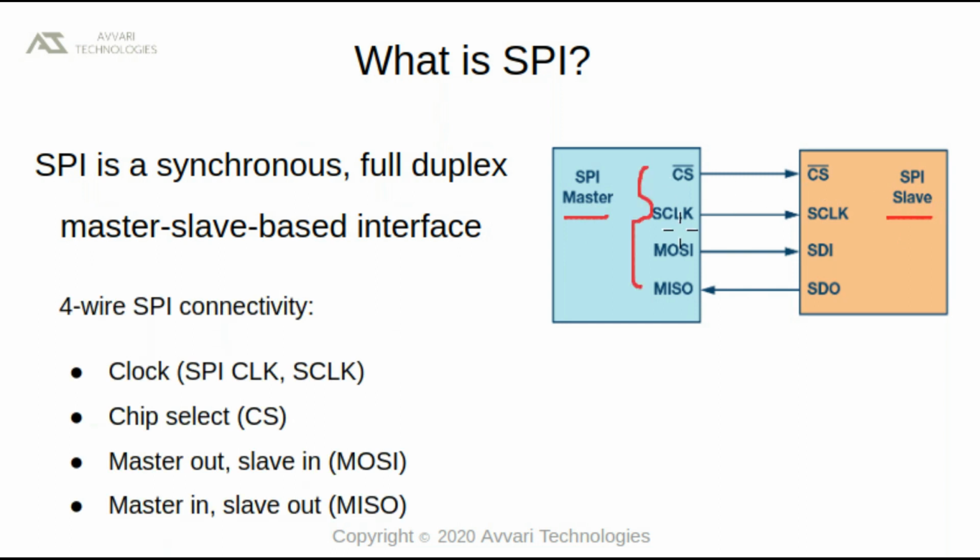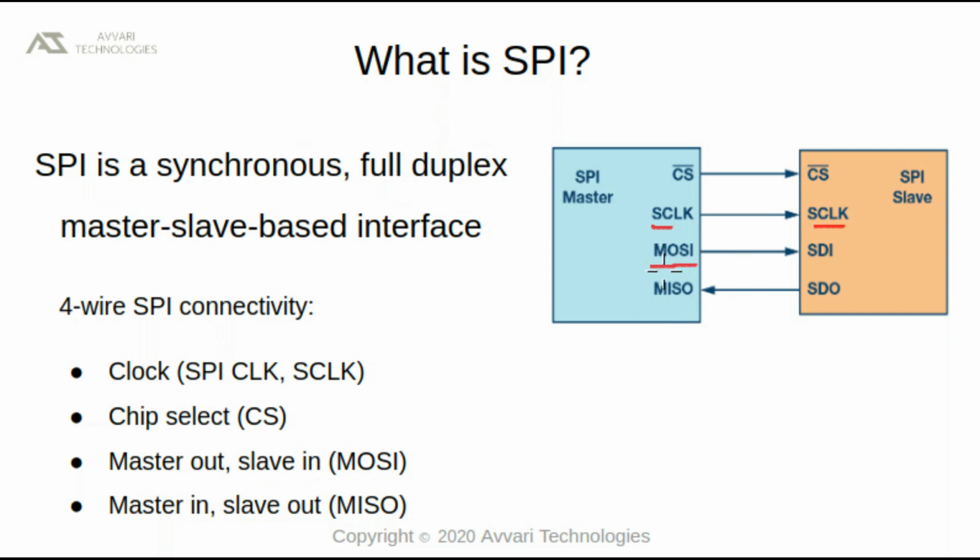We can notice there are four major pins. The first one is chip select. If there are multiple devices, we can have multiple chip selects so that we can communicate with multiple slaves. Since we are dealing with only one slave and one master, one chip select is enough. Here we have a clock line.